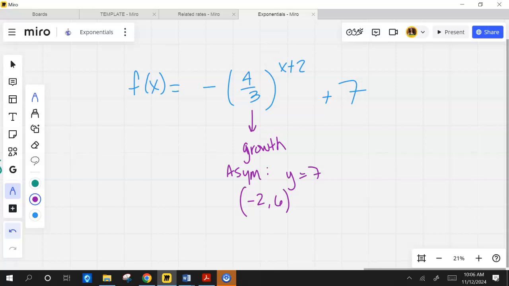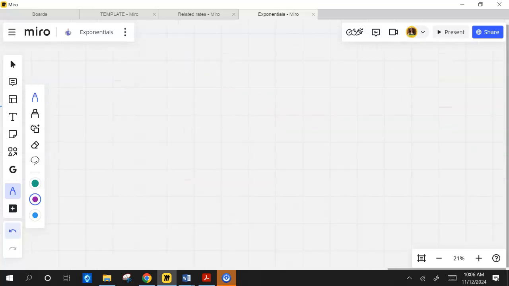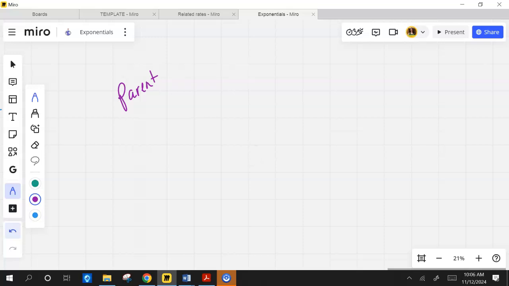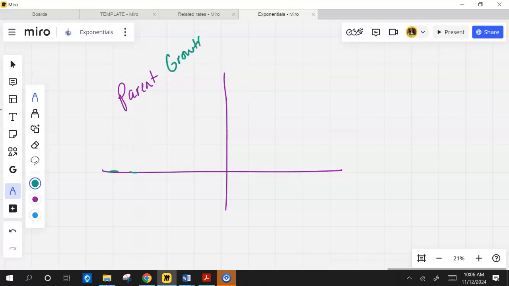Okay, so with all that said, let me show you. Some of you like to graph from transformations. Others of you just like to graph. Let me at least show you what the parent graph looks like. The parent for this one has an asymptote at 0. Say this is the parent growth. The asymptote is at 0, and I have the point (0, 1).